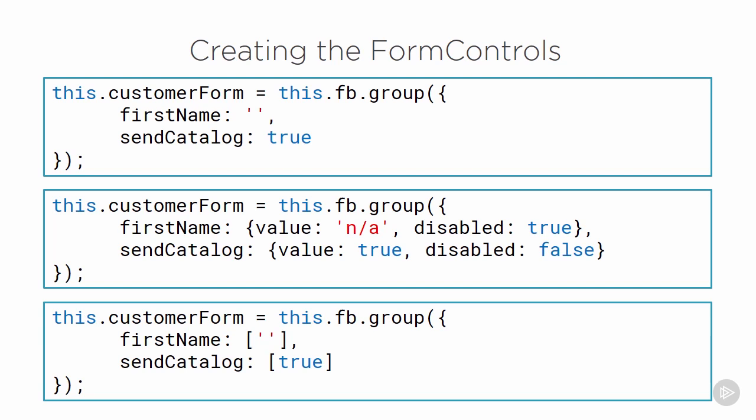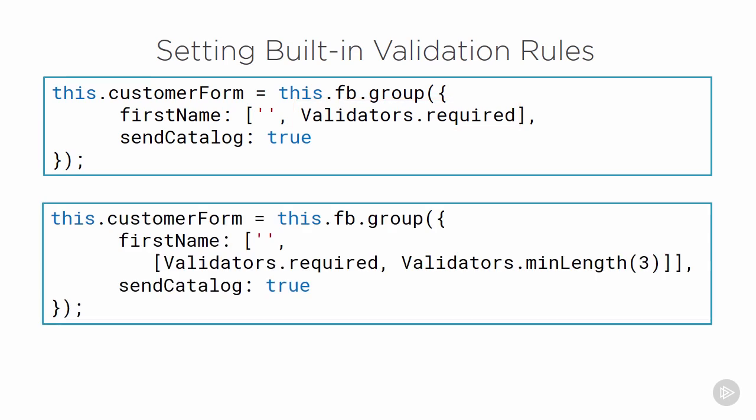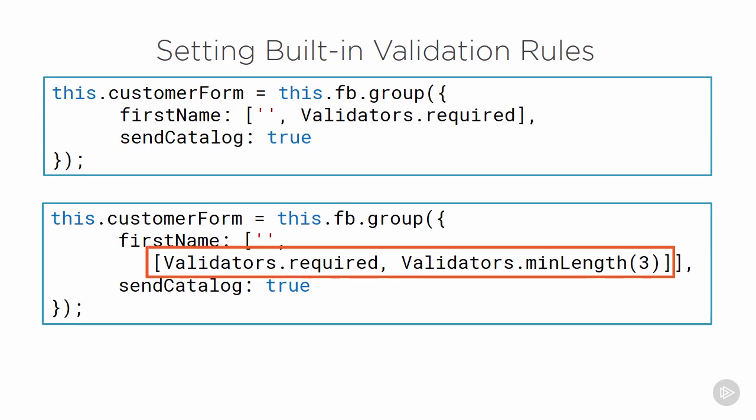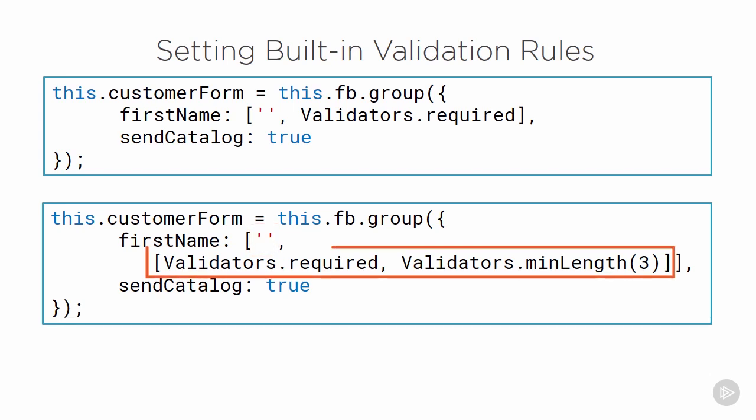The array syntax is the one we use to set validation rules for the form control. We set the validation rules in the second element of the array. For built-in validators, we use the Validators class and specify the name of the desired validation rule. In this example, we set the required validator. To specify multiple validation rules for a form control, use an array. In this example, we set the required validator and the minLength validator, passing in a 3 to specify a minimum length of 3 characters. So the first element of the array is the default value, and the second element of the array is an array of validation rules.